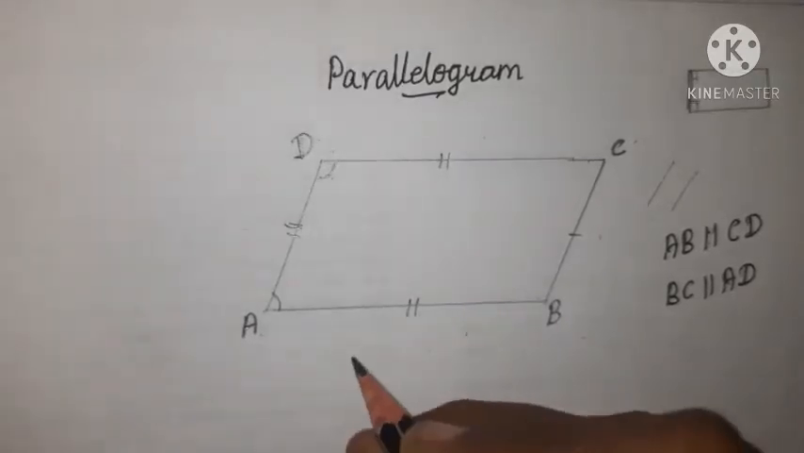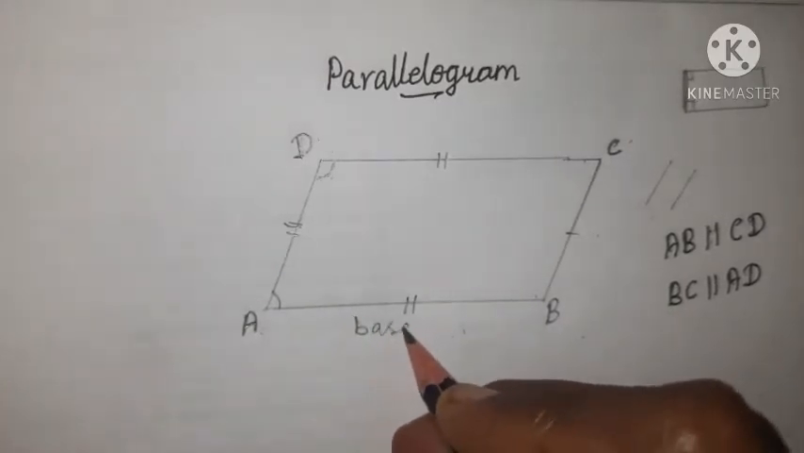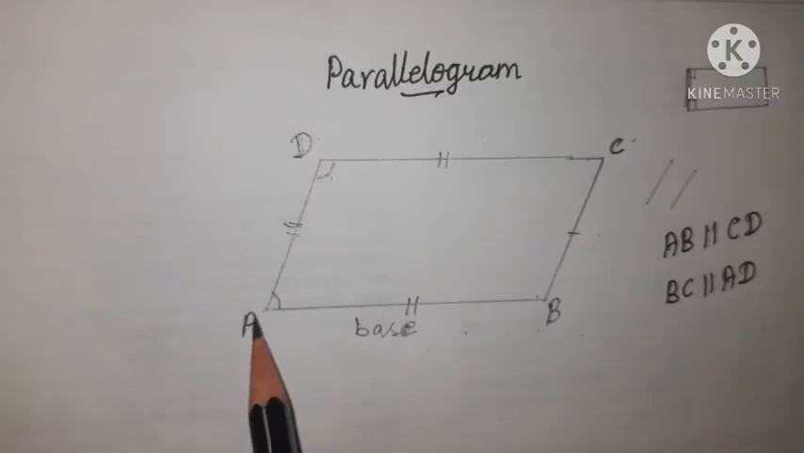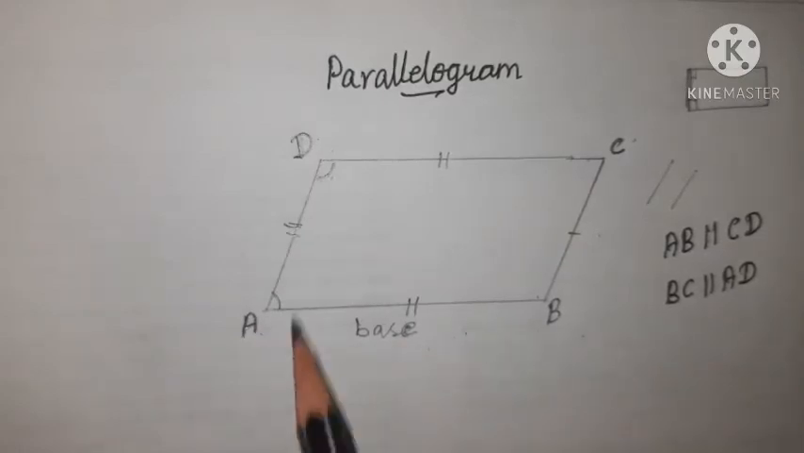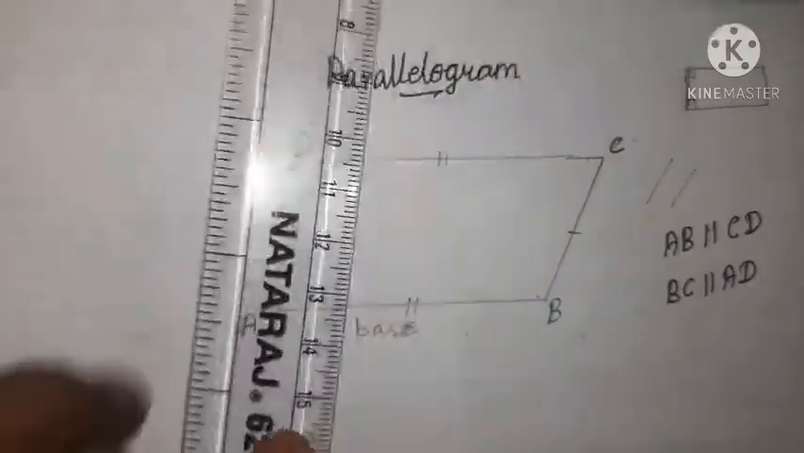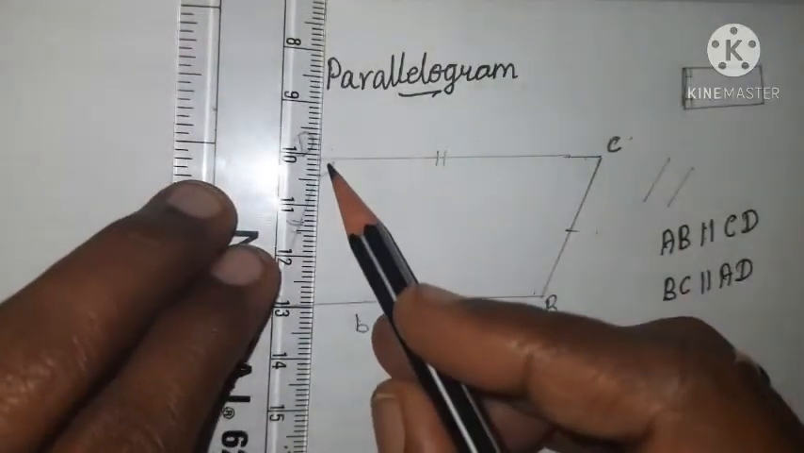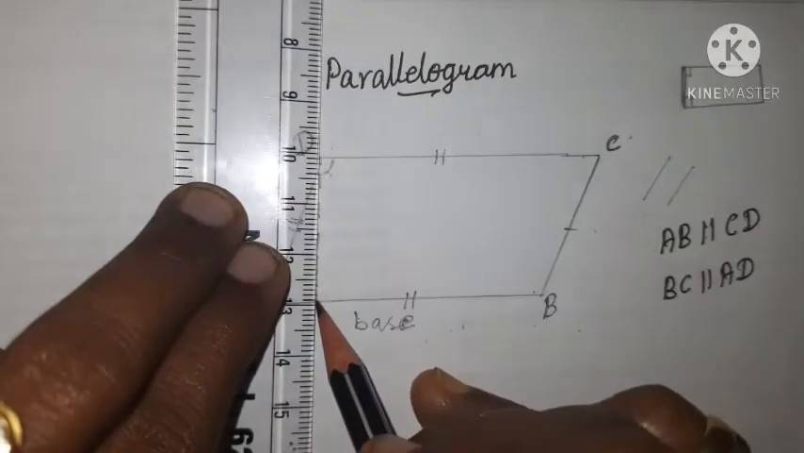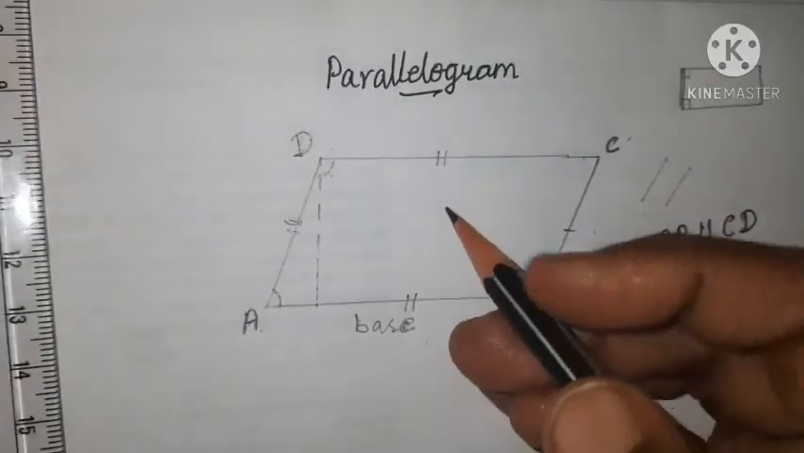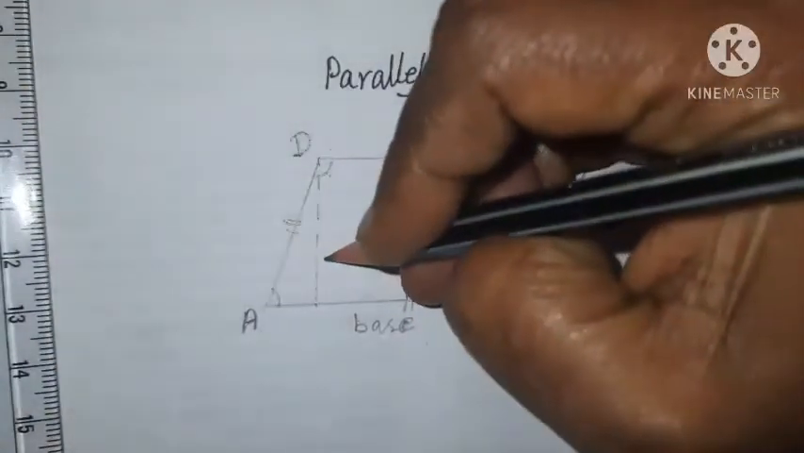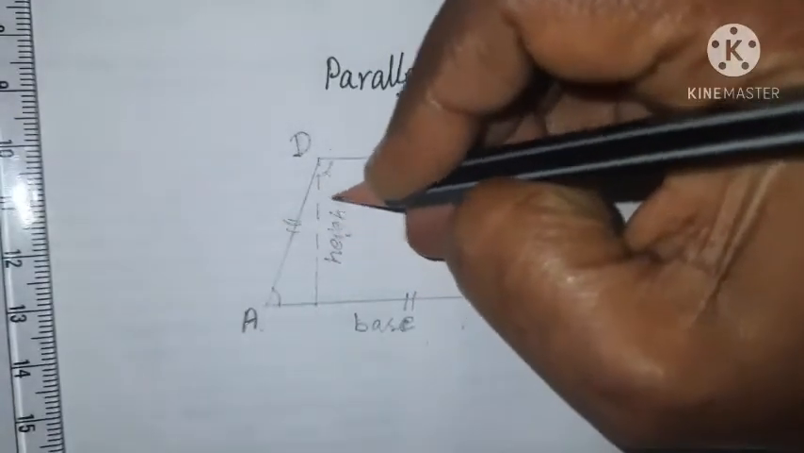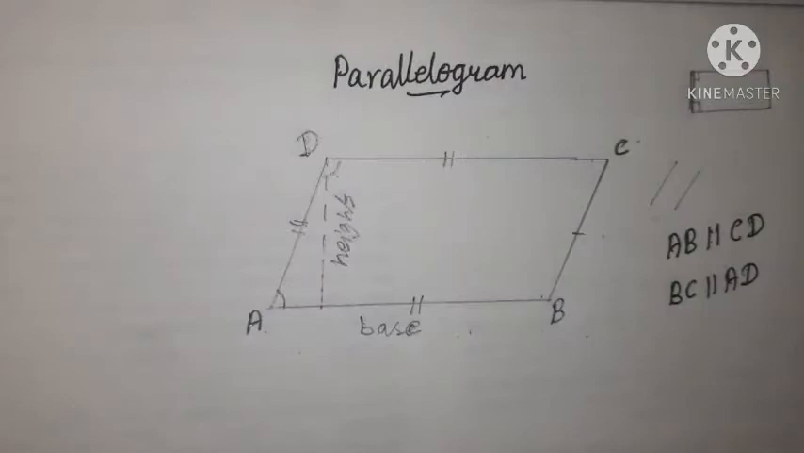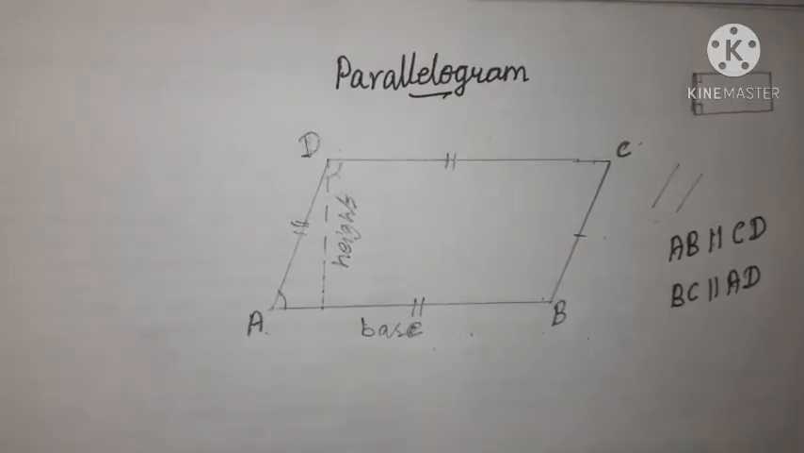AB is the base of the parallelogram. Next, height. So, height of the parallelogram. Area of the parallelogram is B into H, base into height square units.